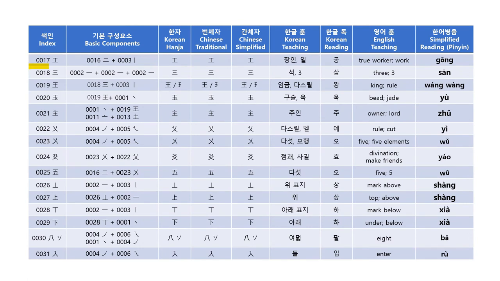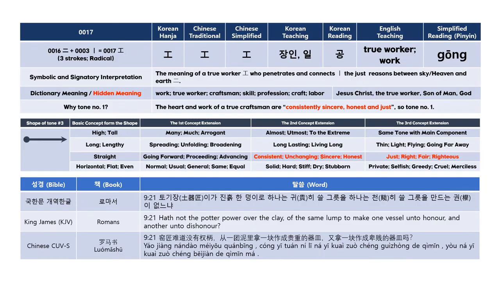On the index, we are now here. This character is also a combination of these characters, meaning true walker and walk. This character is three strokes, one of the radicals, a combination of two and man. Okay, and Korean Hanja and Chinese traditional and simplified are all in the same shape.